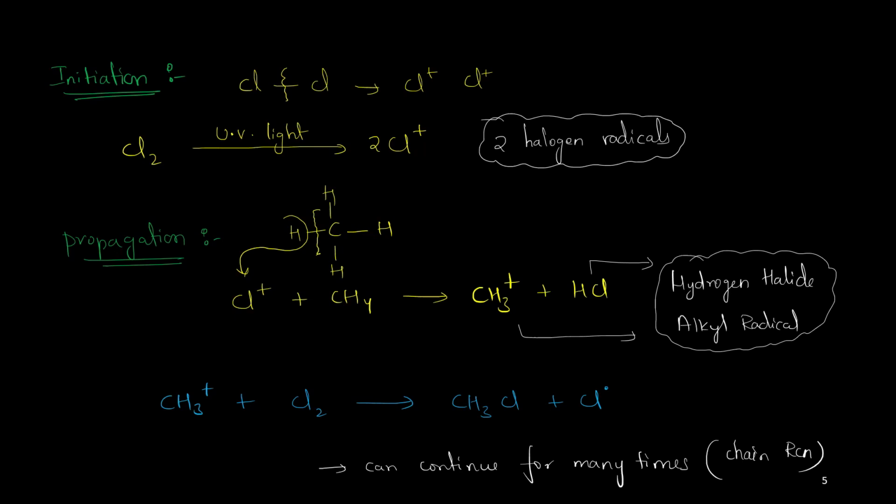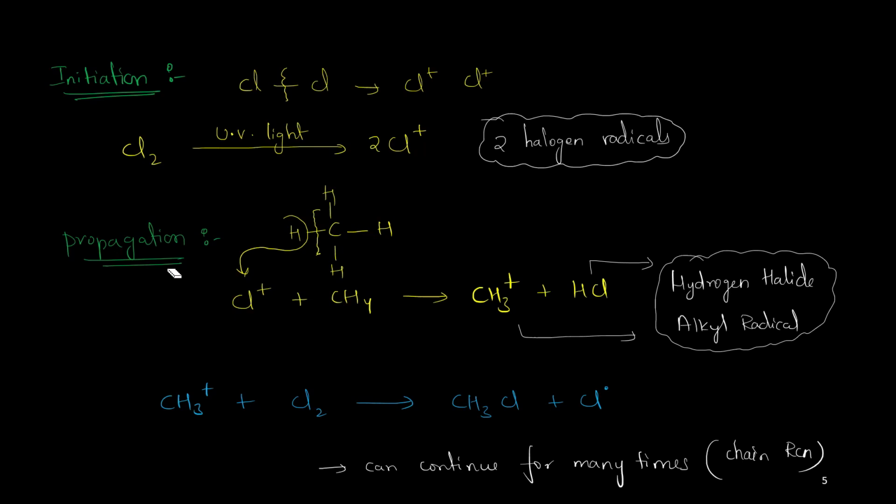Yeah, Nitya? I didn't understand the step. Okay. I didn't understand the step. Okay, see here. First, what happened in the initiation? We have chlorine molecules. When these chlorine molecules are exposed to light, or when you supply some heat, it breaks the bond between the two chlorine atoms and results in formation of chlorine radicals.